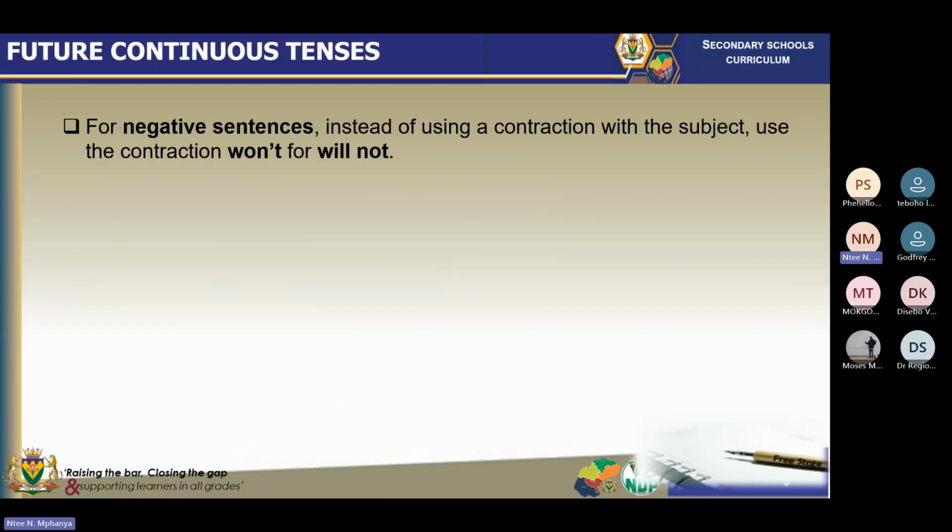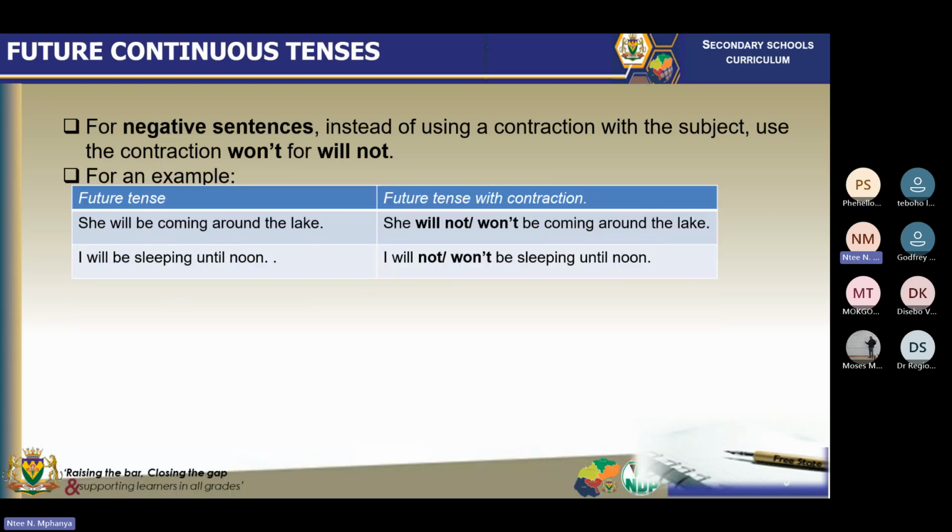For negative sentences, instead of using a contraction with the subject, use the contraction won't for will not. For example, in future tense, she will be coming around the lake, while in future tense with contraction, it is written, she will not or she won't be coming around the lake. I will be sleeping until noon for future tense, while for future tense with contraction, I will not or I won't be sleeping until noon. Look, we have contracted the words will not. So we took out W-I-L-L and N for not. And now we have a new contraction, won't.